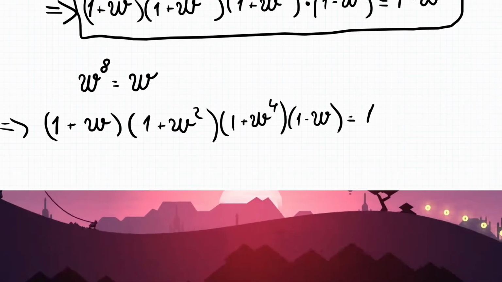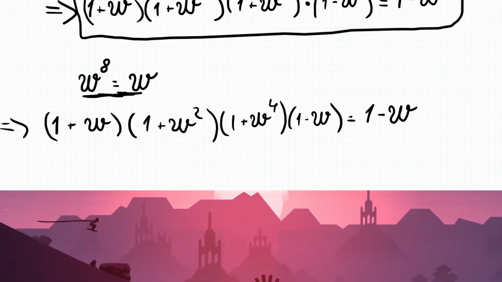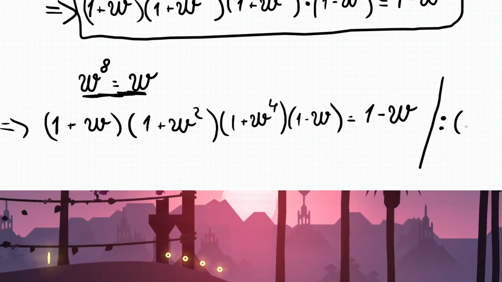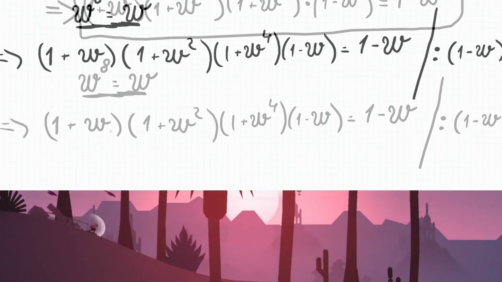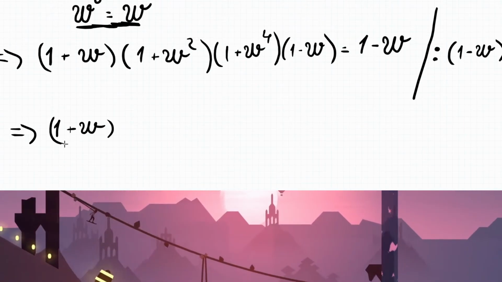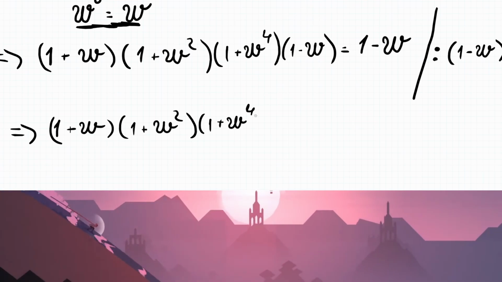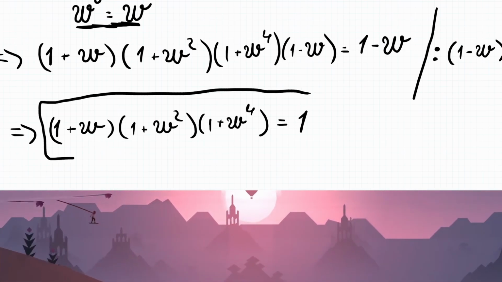And here's why the condition w not equal to 1 was important. If w is not equal to 1, then 1 minus w is different from 0, which means we are allowed to divide both sides by it. So the 1 minus w cancels completely, and we are left with the original product equals 1. And that's the answer.